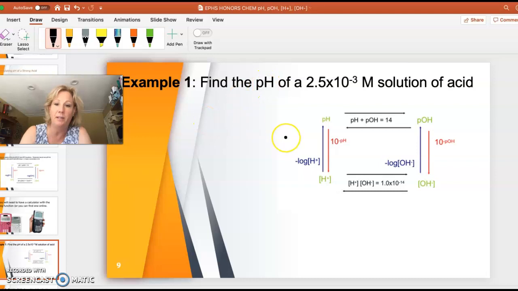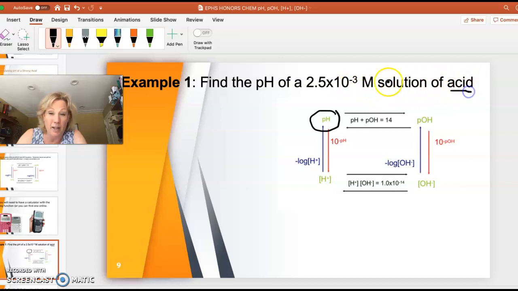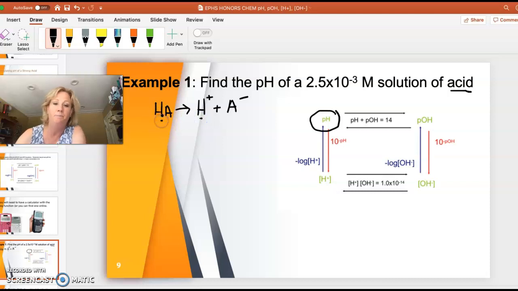So I just want to do some examples with you and talk you through this. So for this problem, we want to find the pH, and we know it's an acid, and we're going to have to assume it's a monoprotic acid. I wouldn't try to trick you unless I give you the formula or the name. So whatever the hydrogen ion concentration is, it's the same as the concentration of the acid.